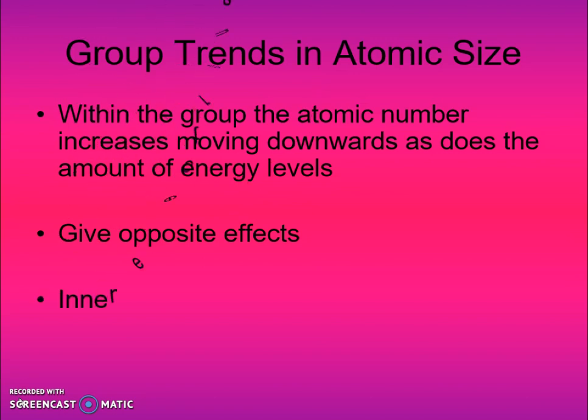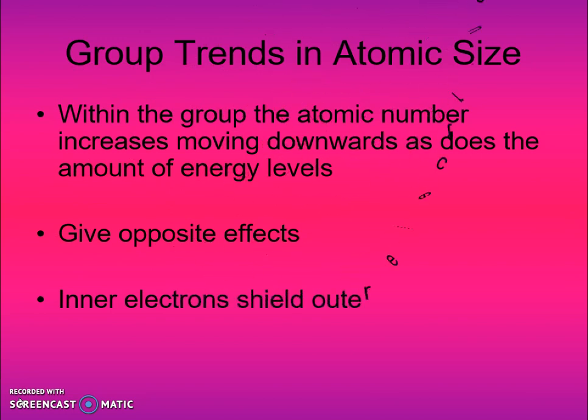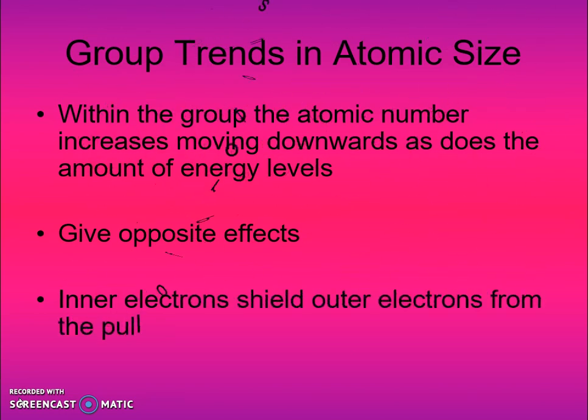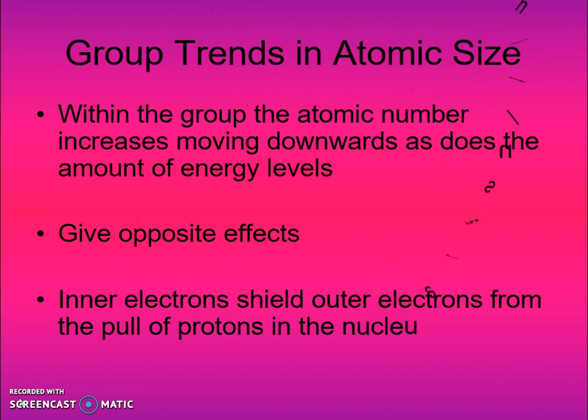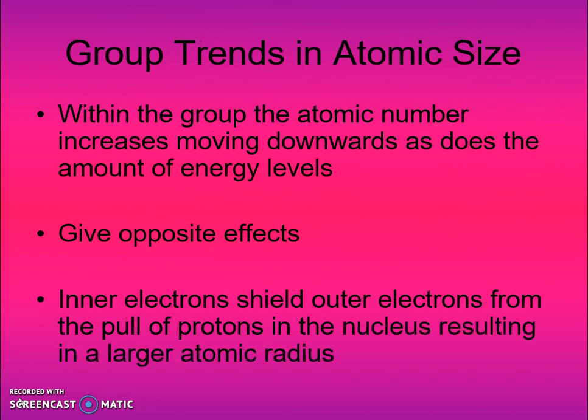Well, it's the amount of shielding that happens from the inner electrons to those outermost electrons that blocks the pull of all those protons in the center, preventing it from sucking in like a magnet and making that atom smaller. So the atoms get larger as you work down a group, again because of the shielding of those inner electrons on the outermost electrons, preventing the pull of the protons in the center.